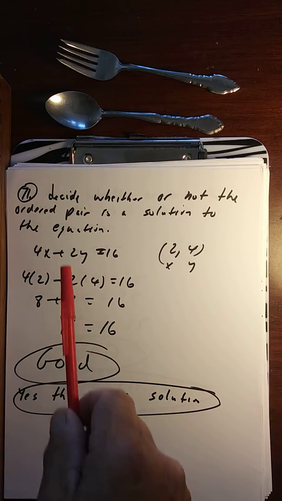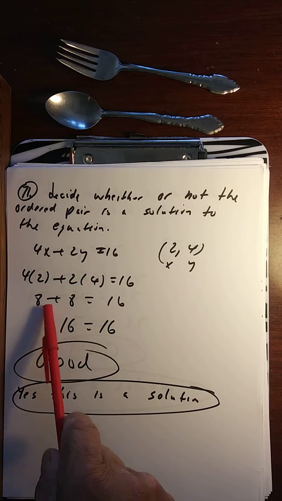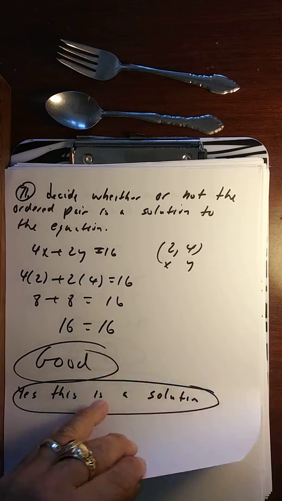Decide whether or not the ordered pair is a solution to the equation. Put the numbers in there. 4 times that, 2 times that, so that's 8 plus 8 is 16. Is that right? Yes. Yes, this is a solution.